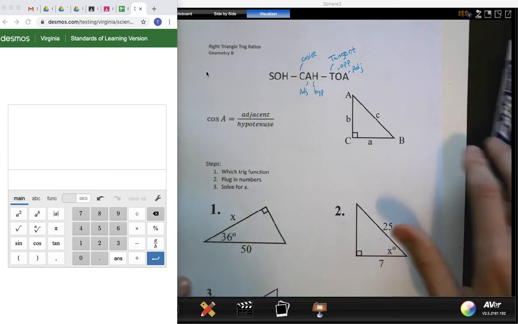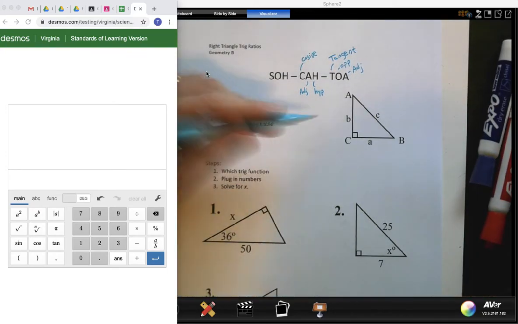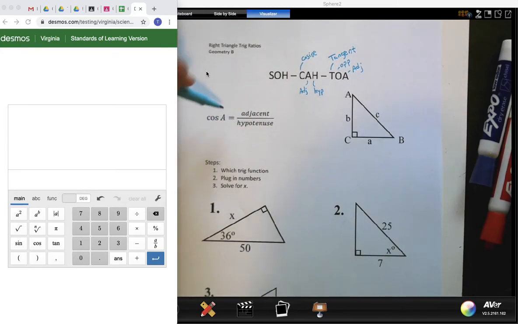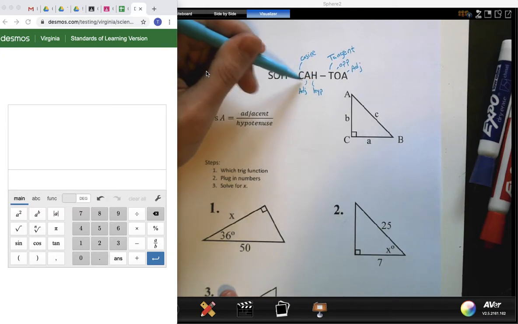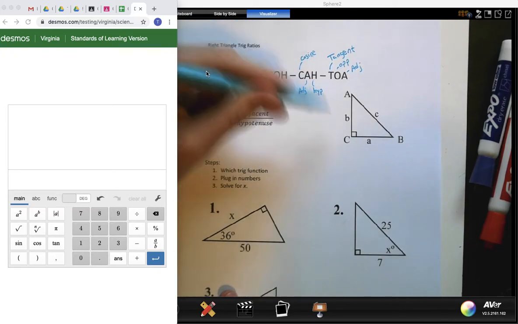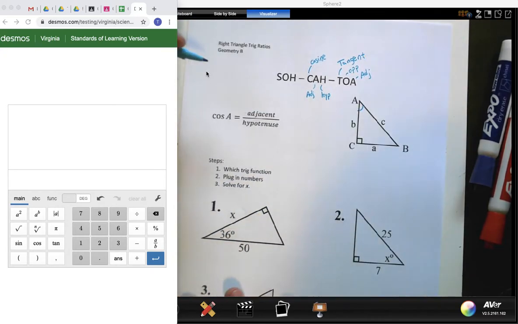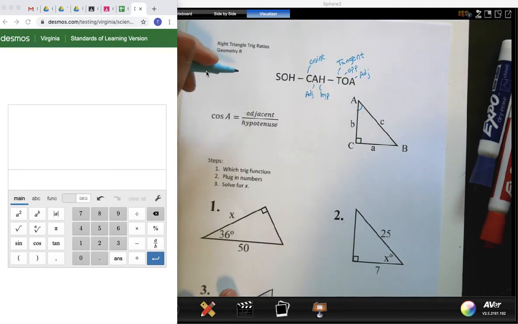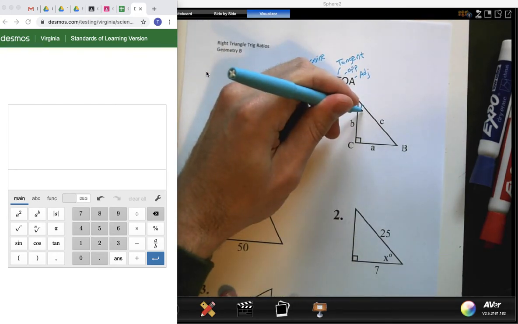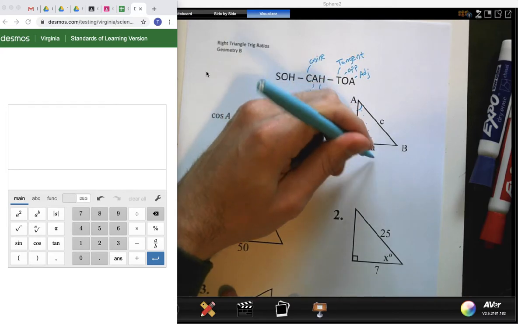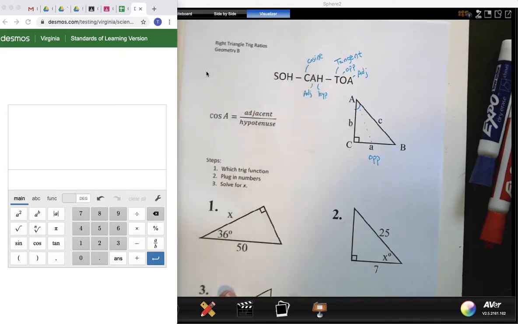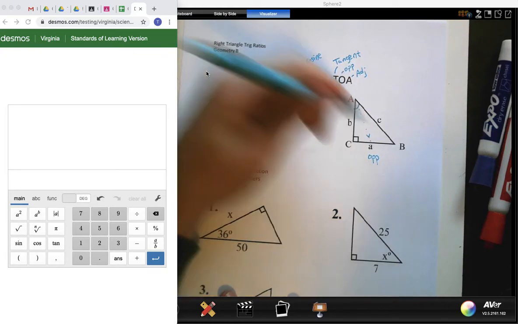To get us started, just as a quick example of how you can use cosine. This is saying cosine of an angle is equal to adjacent over hypotenuse, the ratio of the adjacent side over the hypotenuse, which is what we wrote over here, CAH. If we're looking at this drawing, cosine of angle A is equal to the adjacent side over the hypotenuse. So what's the adjacent side? Remember that the side opposite of the angle would be called the opposite side. That would be this side right here.